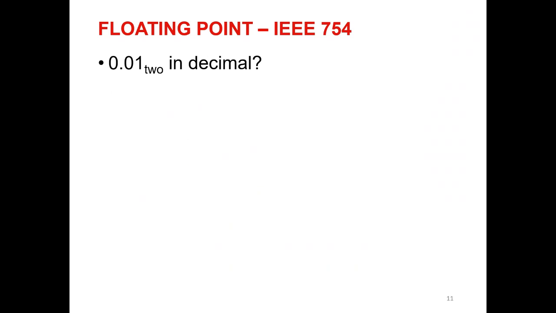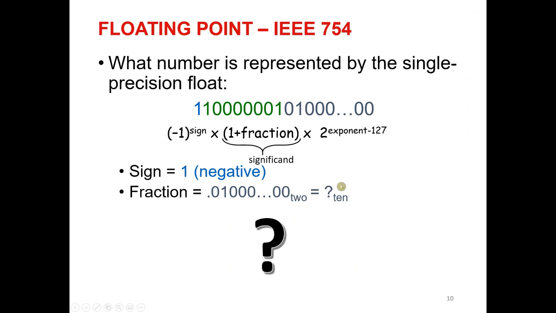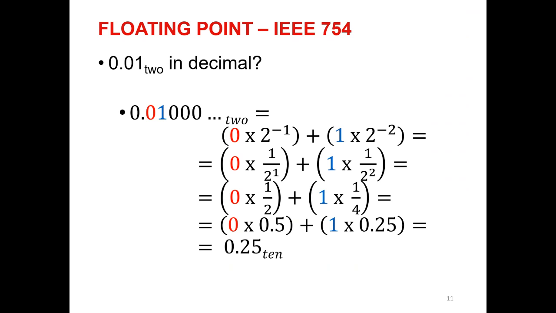Then what we need to do for the fraction, if we have this fraction in binary, is find the equivalent number in decimal. I'm going to show you a possible way of doing that. There are other ways. In this case, I take the first bit of the fraction and multiply by 2 power -1. Then I take the second bit of the fraction and multiply it by 2 power -2.